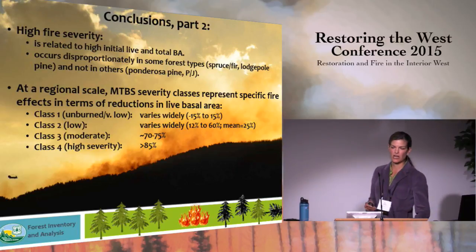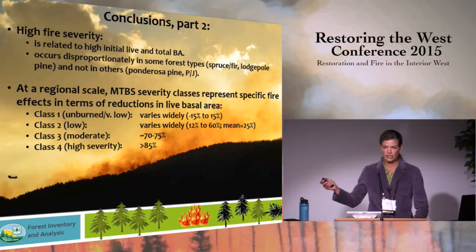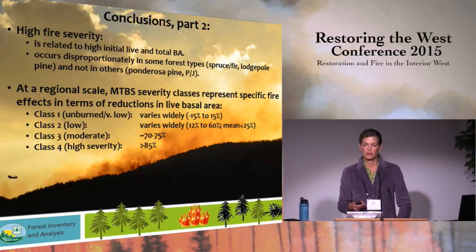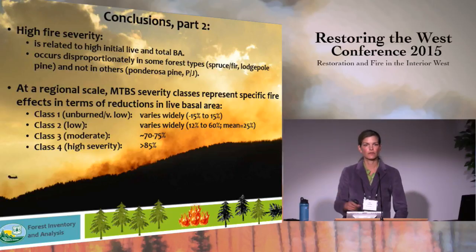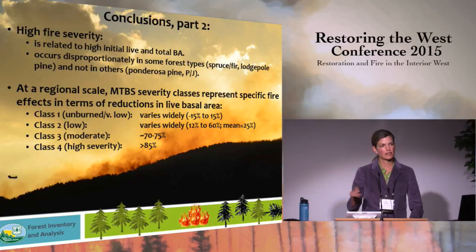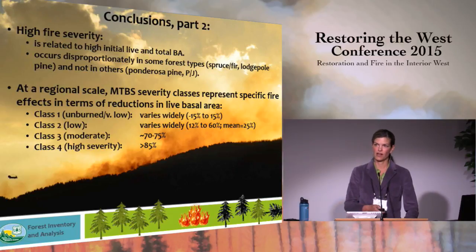And then again, to summarize what those severity classes mean in terms of the percent basal area killed, you can see here ranging from under 10% for class 1, which varied widely. Class 2 also varied widely. And then classes 3 and 4 were a lot more consistent among forest type groups and had smaller errors on those as well.